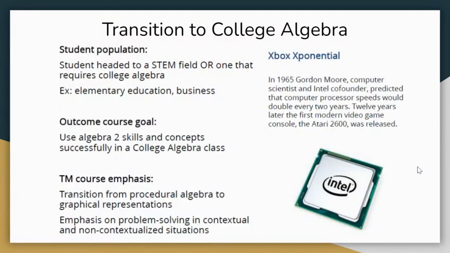The second transitional course that we offer is Transition to College Algebra. Students in this class are headed to a STEM field or one that requires college algebra. For example, this may include elementary education or business majors. Outcome course goals include using Algebra 2 skills and concepts successfully in a college algebra class. This course has an emphasis on procedural algebra to graphical representations. There is also an emphasis on problem solving in contextual and non-contextualized situations.